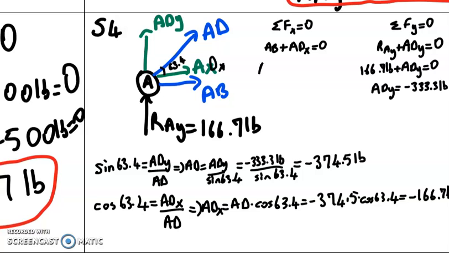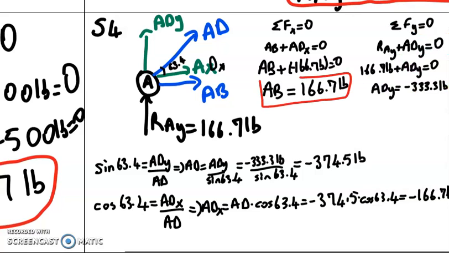So let's go here. AB plus ADX, which is negative 166.7 pound, is equal to 0. From there, AB will equal 166.7 pound force. Okay, so we found AB and we found the AD, which is not this one, this one. AD is this.